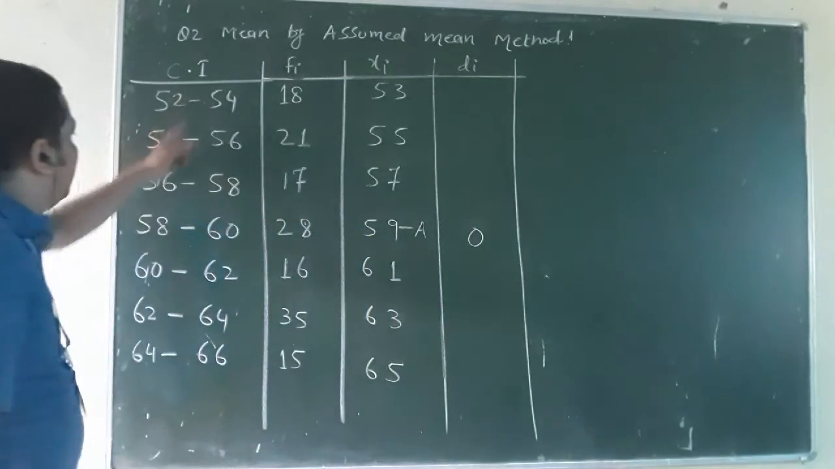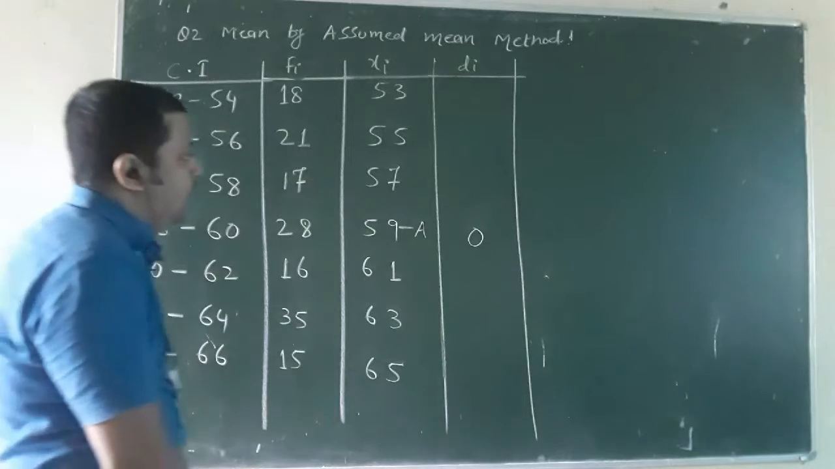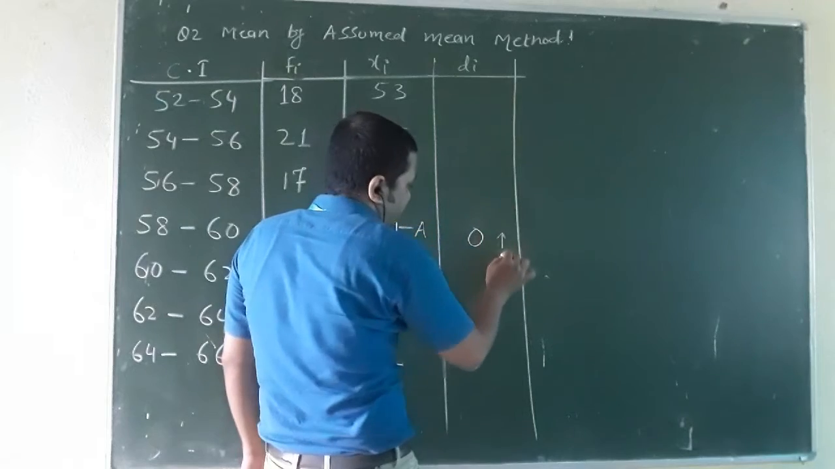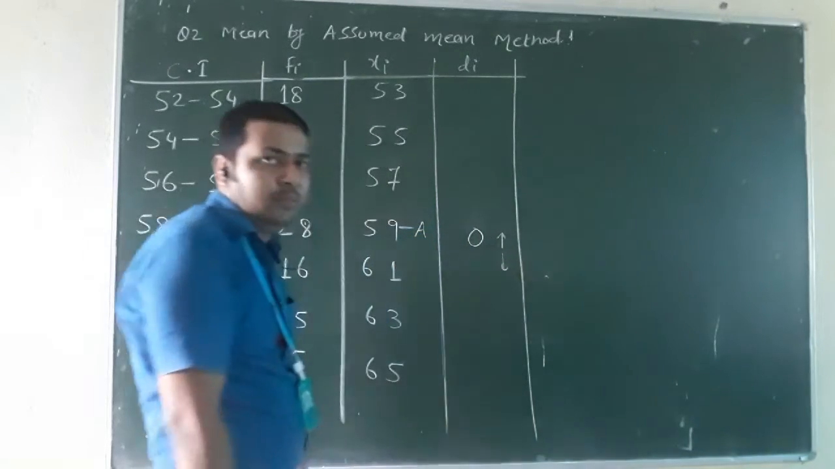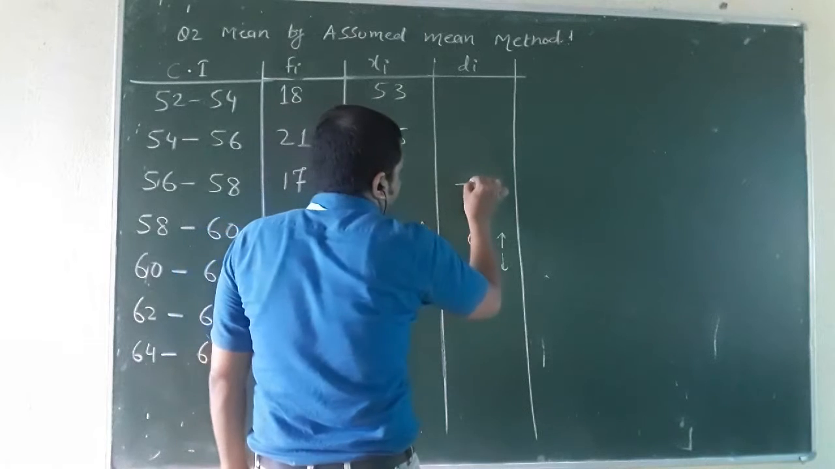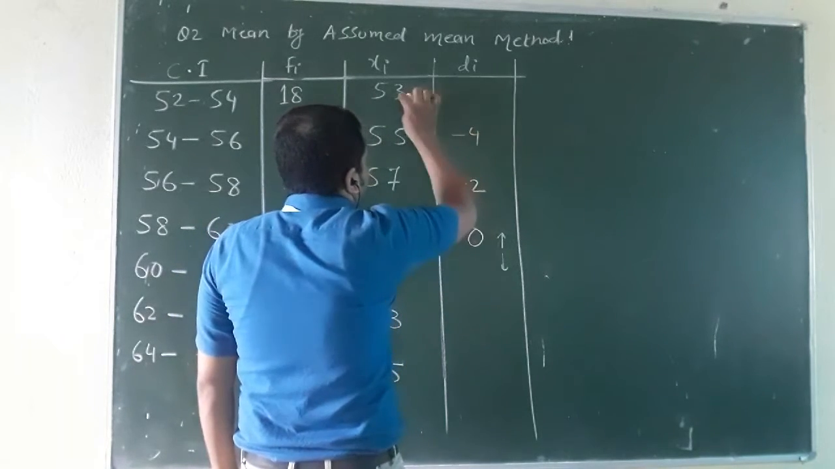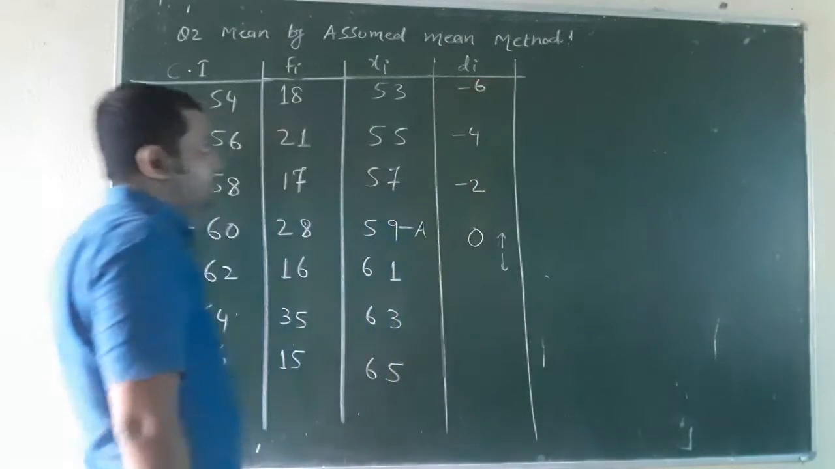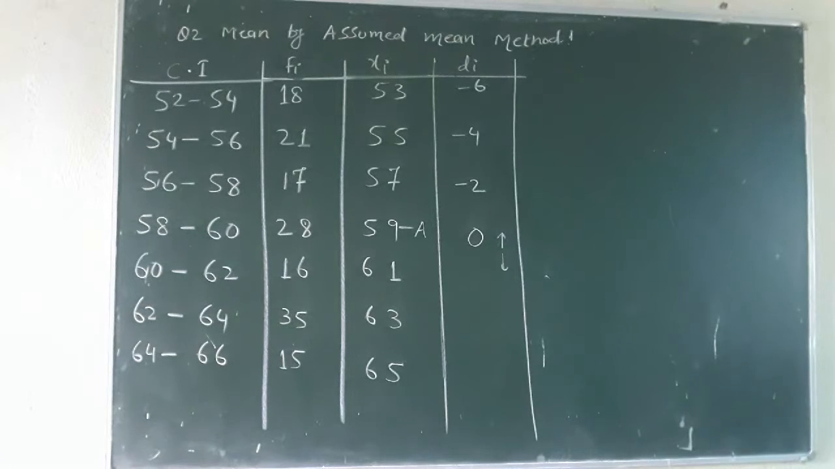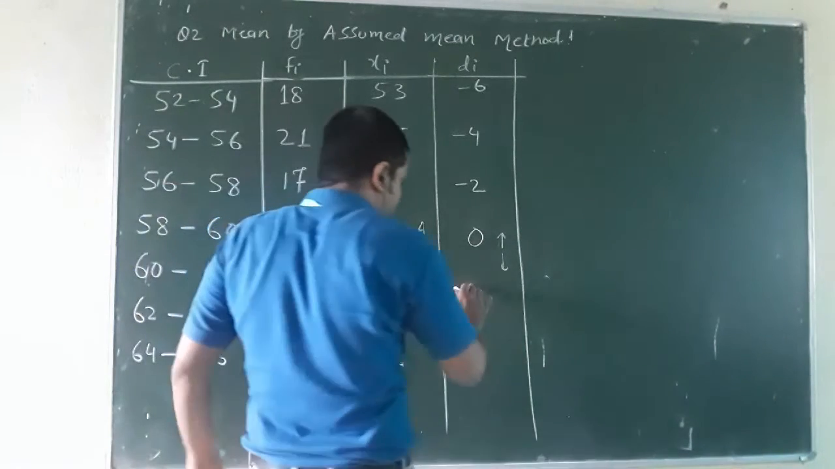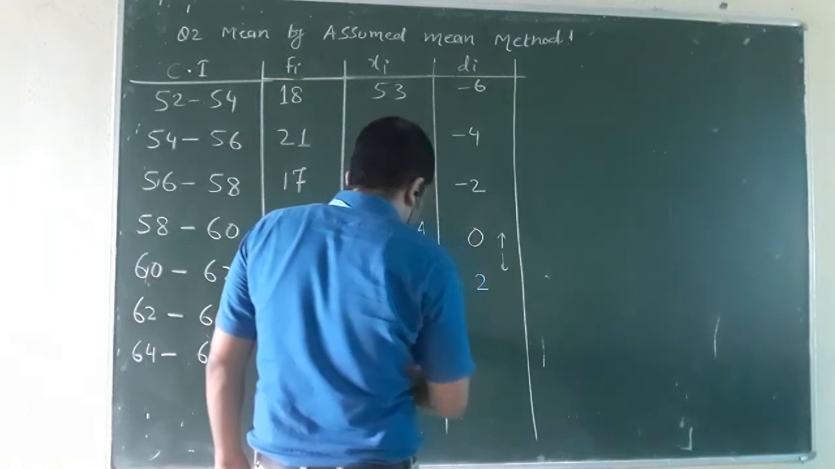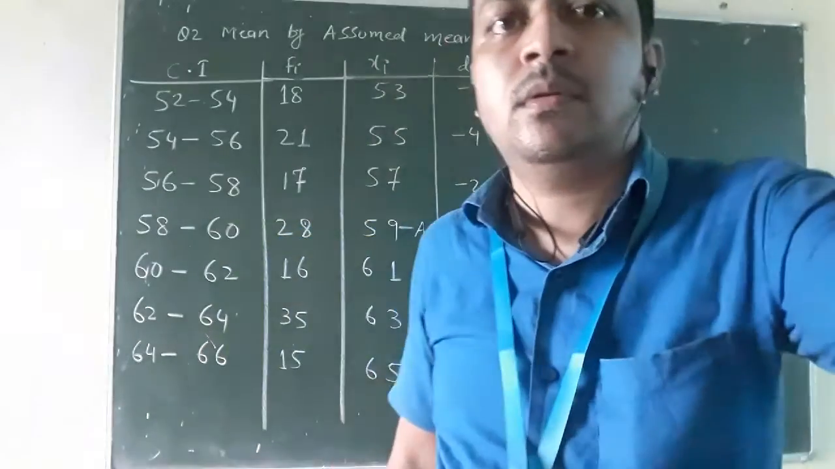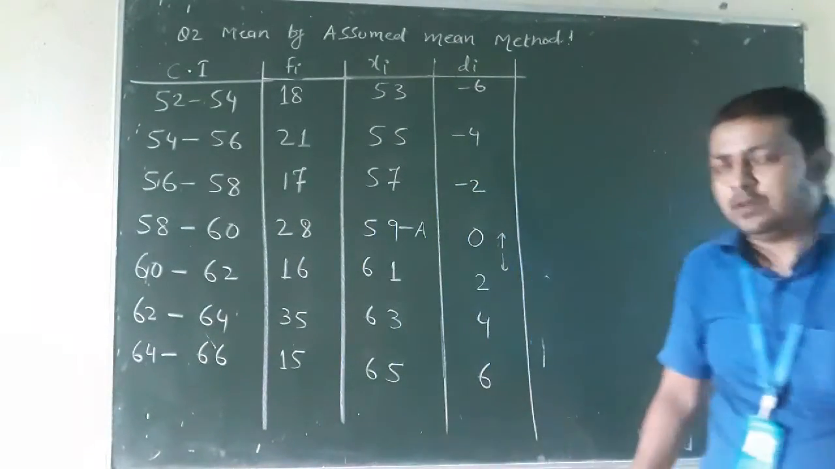Now see what the gap is here. That is 2. So while going upside we will add -2 in each step, and while going downside we will add 2 in each step. So for this one it will be -2, for this one -4, for this one -6. And for this one it will be 2, then 4, then 6. Okay, this is the total table.